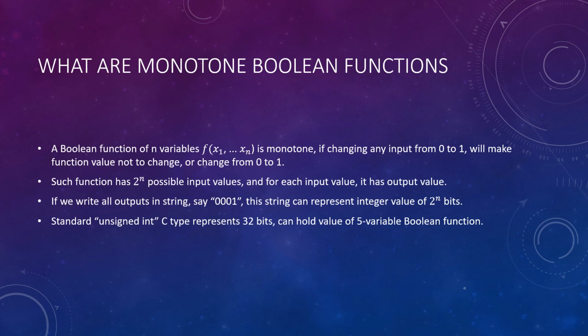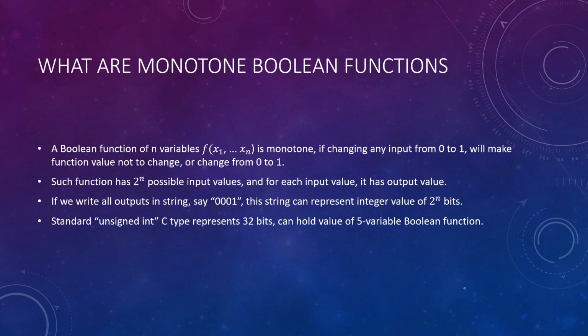What are monotone Boolean functions? A Boolean function of n variables, f of x1, x2, x3, and so on to xn, is monotone if changing any input from 0 to 1 will make the function value not change or change from 0 to 1.